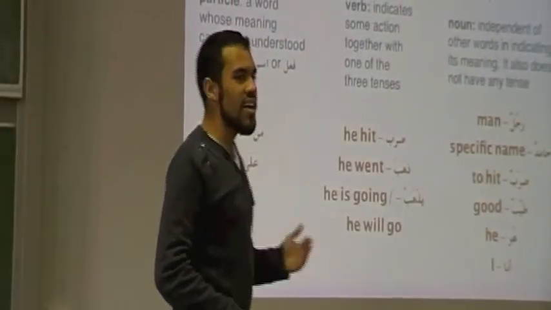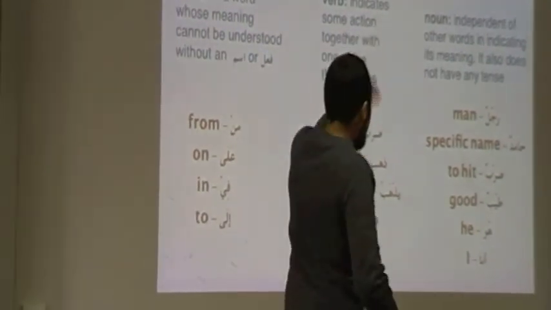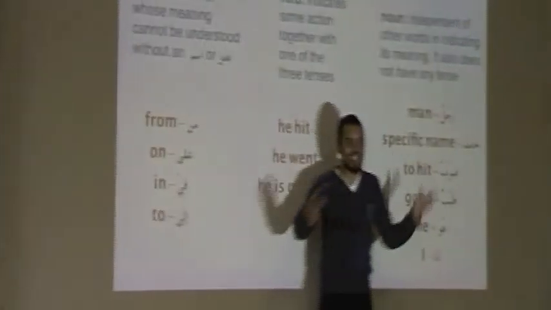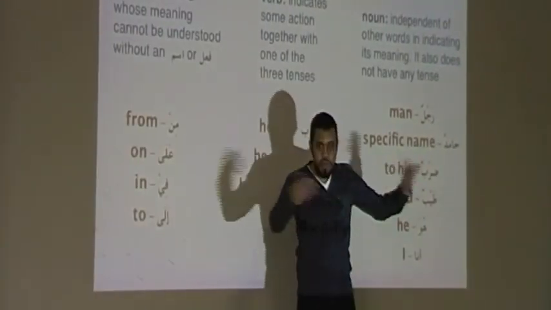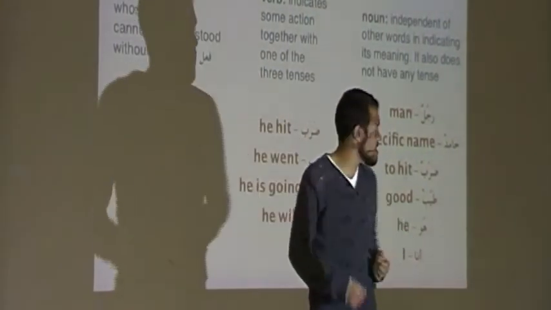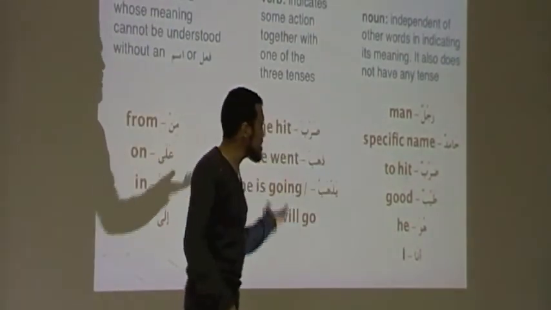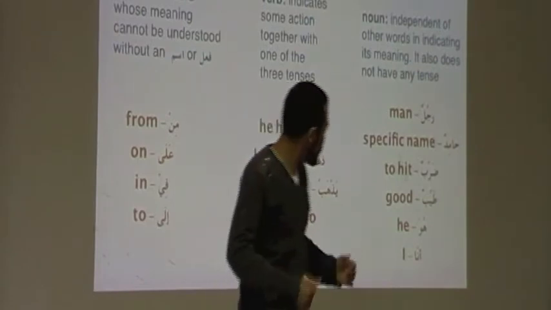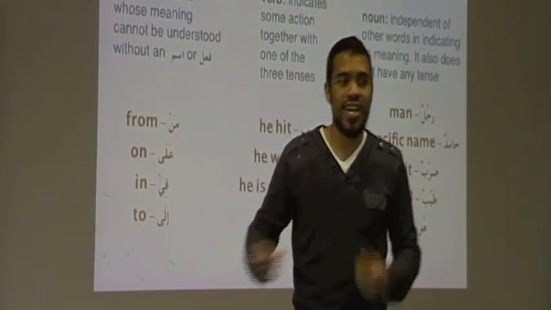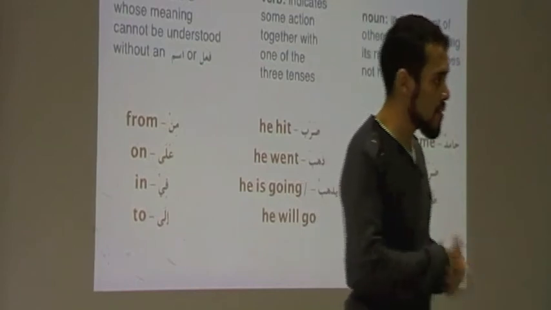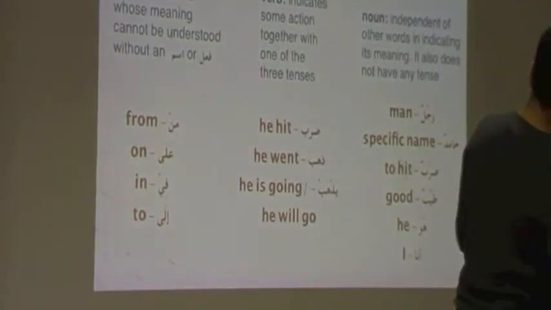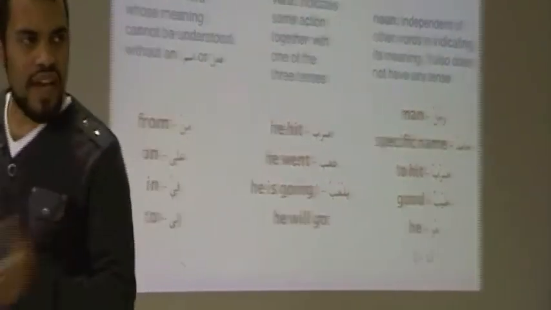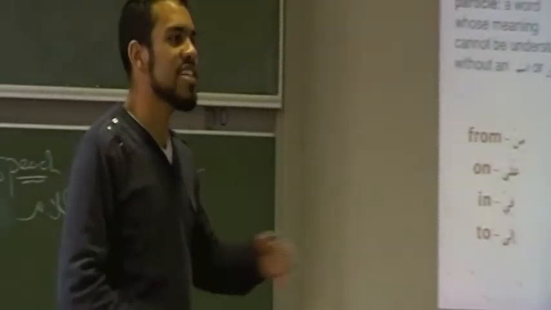So all of these are nouns, and we could categorize them as different nouns. This would be an indefinite noun because it's referring to any man. This would be a proper noun, like anybody's name. Darbun, to hit, would be a verbal noun. Tayyibun, a descriptive noun. Huwa would be a pronoun. Ana would also be a pronoun. Now, that's the first type: no tense, and simply put, it's a naming word without any tense.